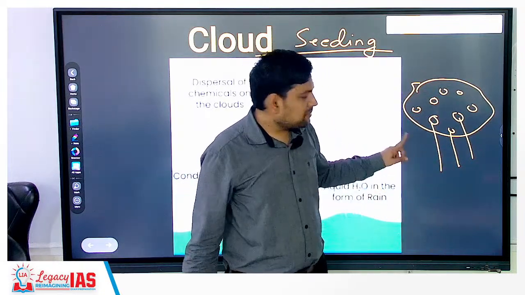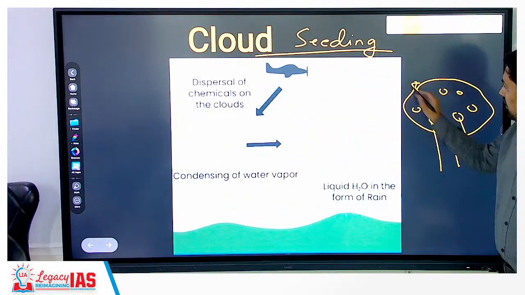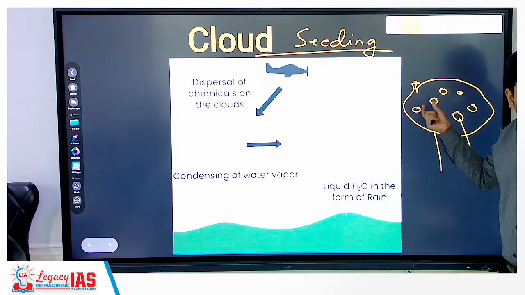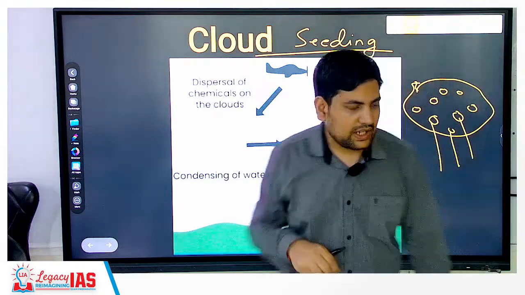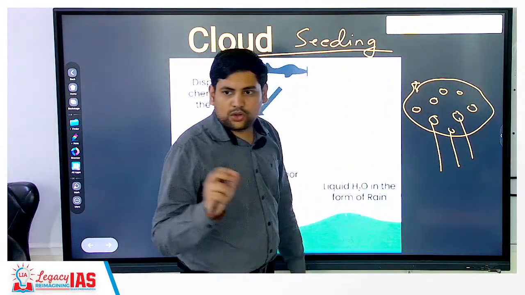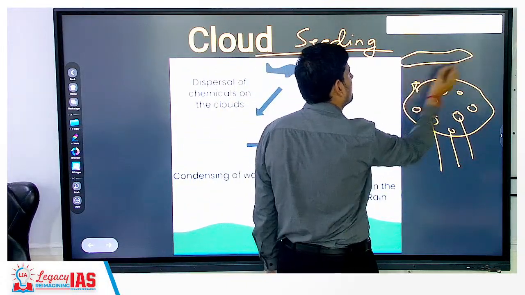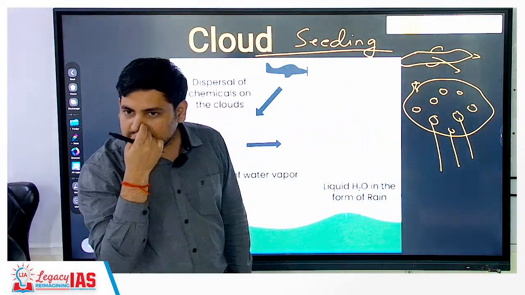Now, sometimes enough moisture or water particles are not available, so big enough water particles are not able to form. Now what you can do instead is take a flight like this, and from it you will drop some hygroscopic nuclei.